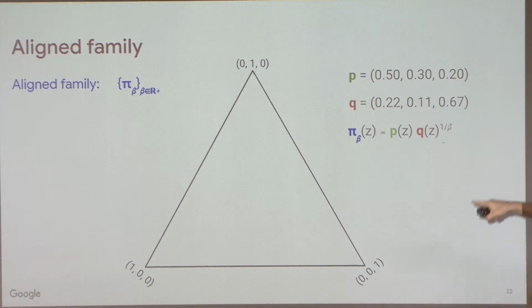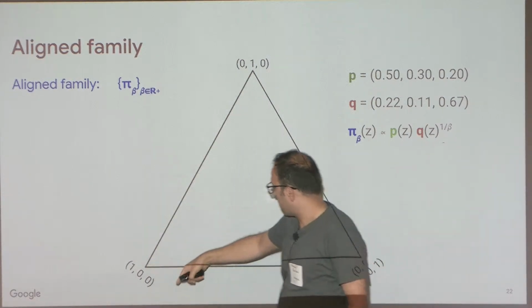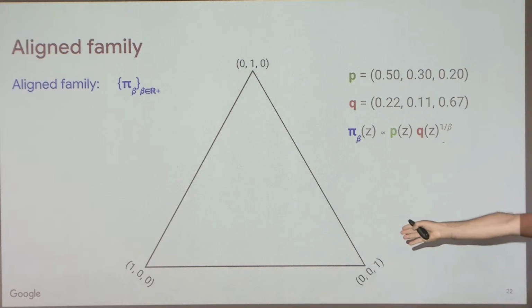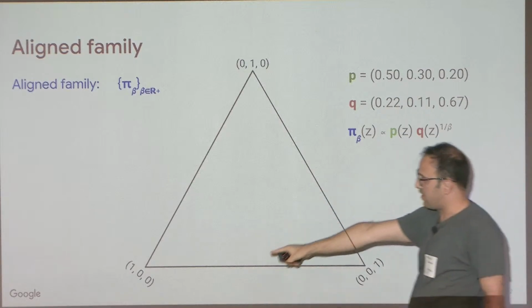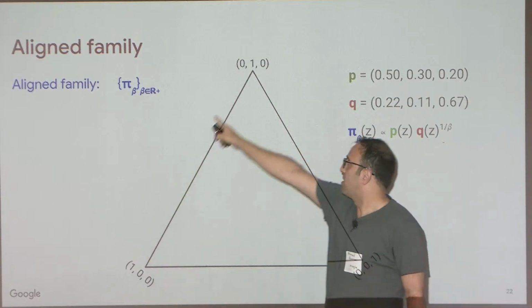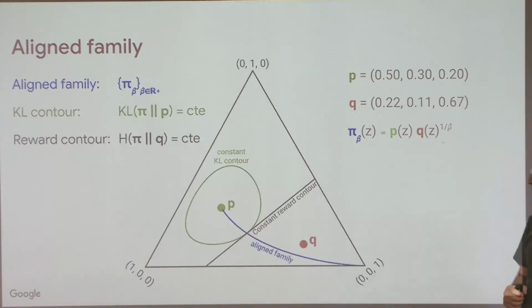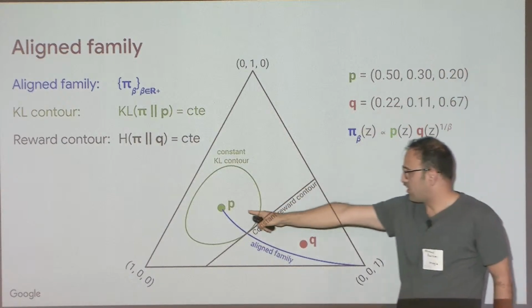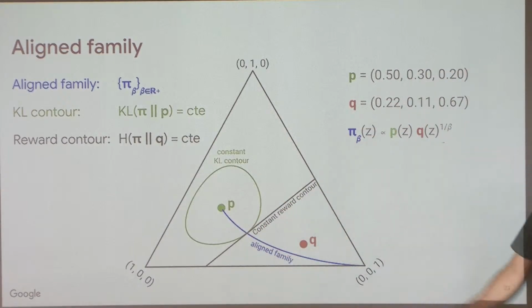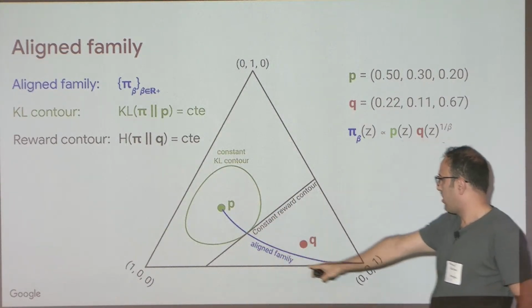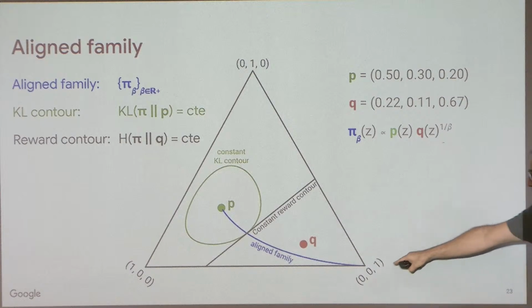So this is the probability simplex. Any ternary distribution can be mapped to the probability simplex. This is the distribution that always generates zeros, this is the distribution that always generates ones, and this is the distribution that always generates twos. Any other distribution is going to be a point on this simplex. Basically, this is now distribution P, this is the distribution Q, and the set of solutions to the alignment problem is going to be this exponential family of distributions.